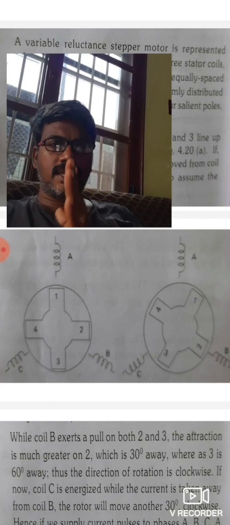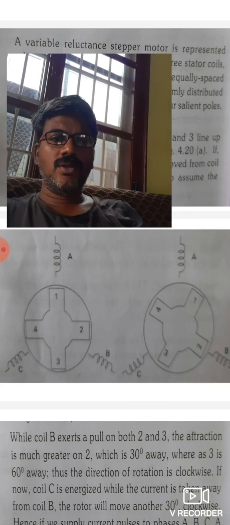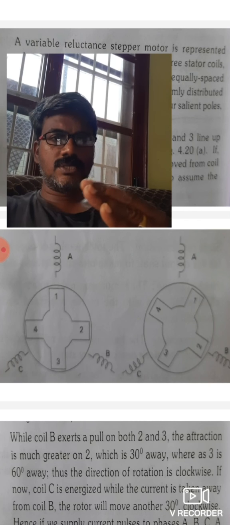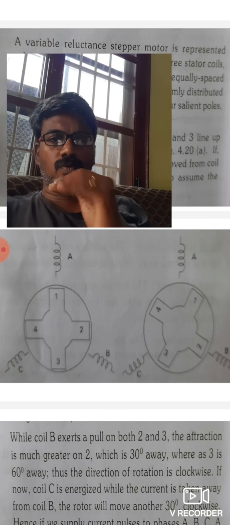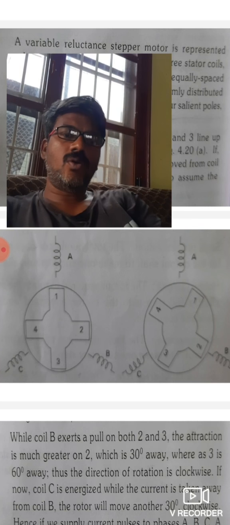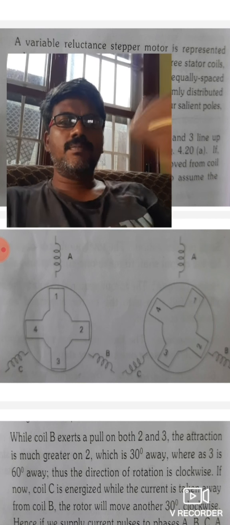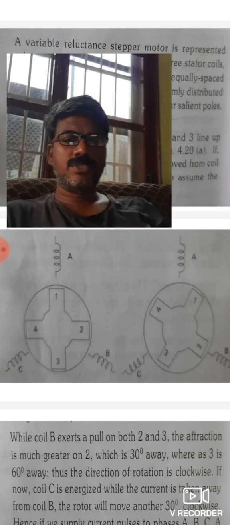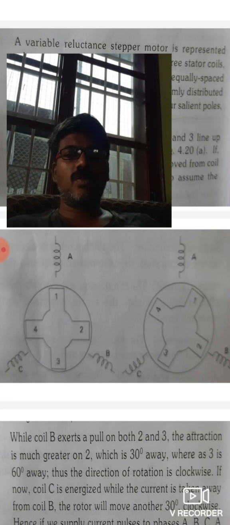Observe in the first diagram, pole 1 exactly coincides with coil A, right? Pole 2 is a little bit away from coil B, and pole 4 is a little bit away from the coil, but pole 3 is far away from B and C, right? So when phase A is excited, what happens?